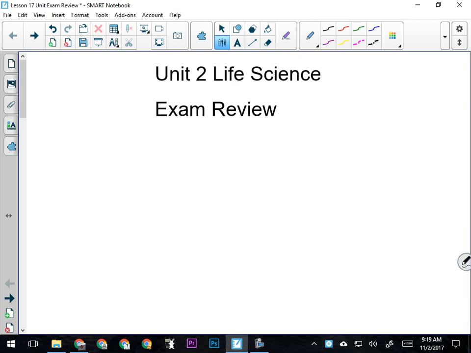Okay, so here's what we got, guys. First part of this unit, or the first day of this unit, we talked about the cell theory. And the cell theory had 3 points. All organisms are made up of cells. Cells carry out the basic functions of the organism, and cells come from the division of existing cells. Those are the 3 points of the cell theory.